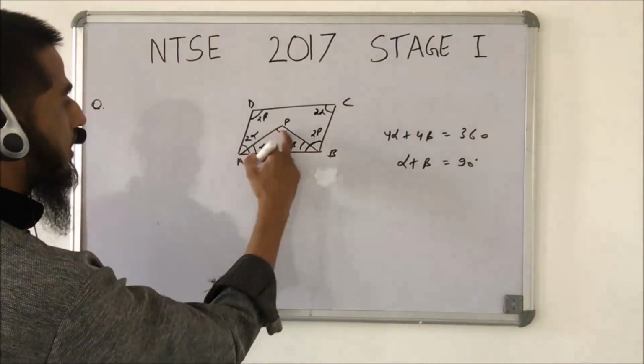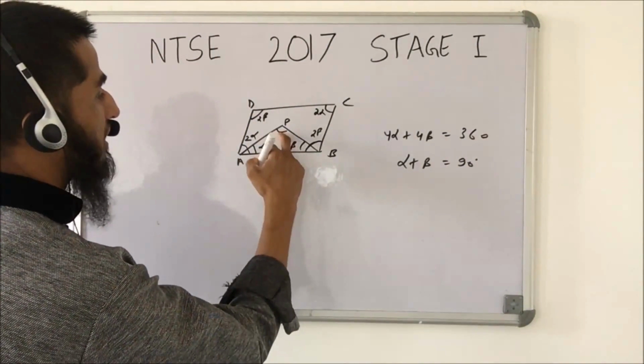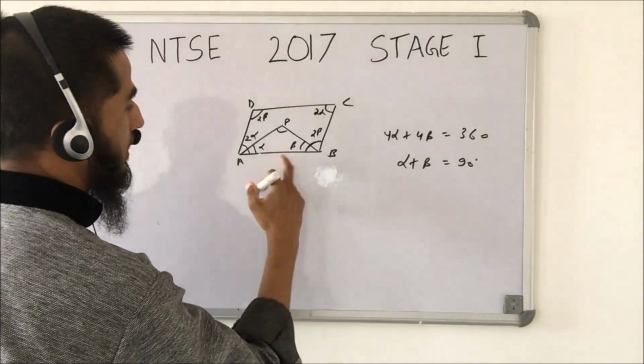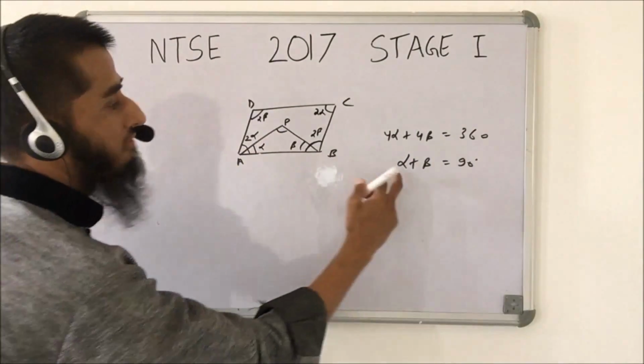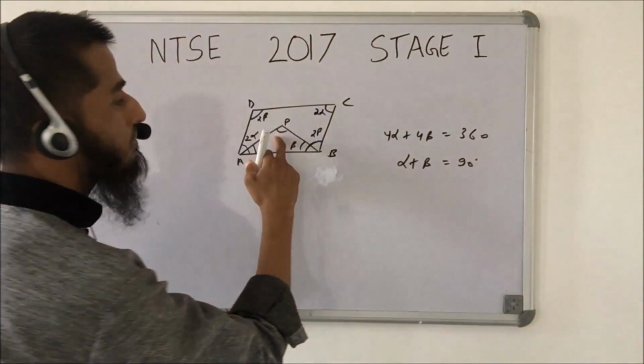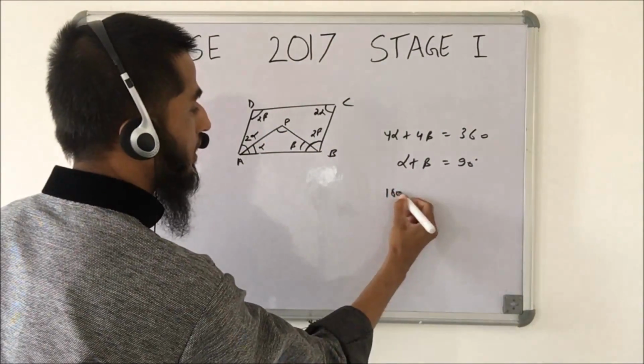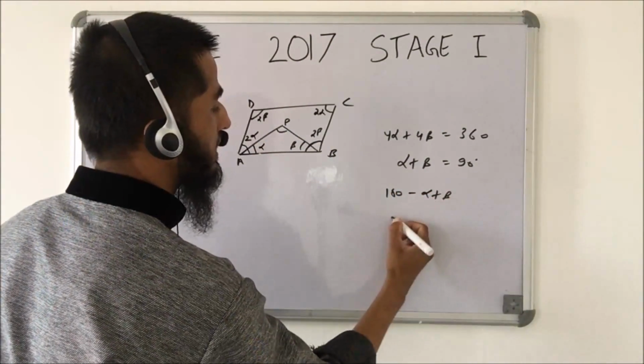Again in this triangle, alpha plus beta plus this angle is 180 degrees. So this angle becomes 180 minus (alpha plus beta), and alpha plus beta is 90 degrees. So this angle becomes 180 minus 90, which is 90 degrees.